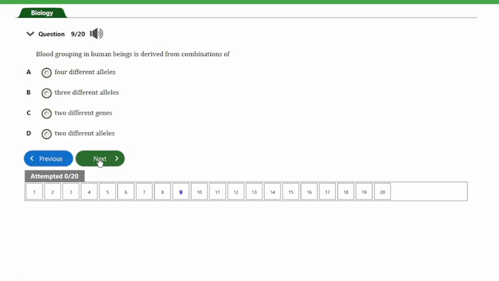So there are actually 3 common blood group alleles, that's A, B, and O. So humans all have 2 alleles, one inherited from each parent, and then the possible combinations of the 3 alleles are OO, AO, BO, AB, AA, and BB.